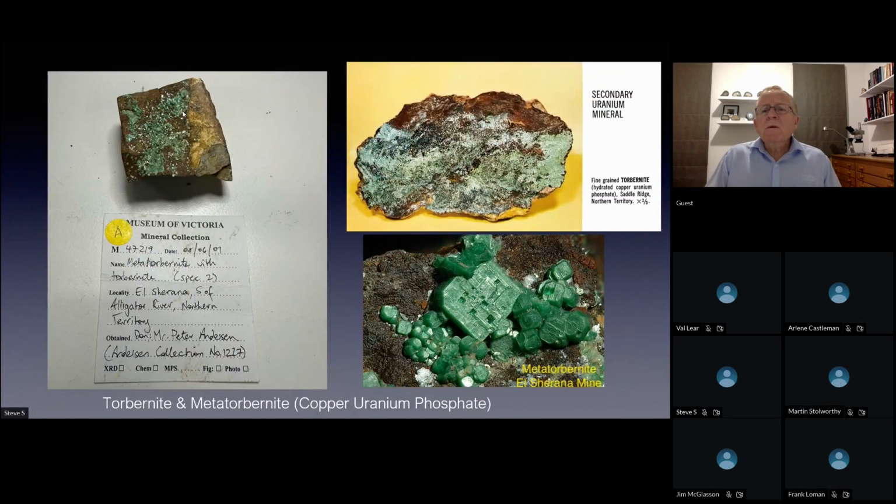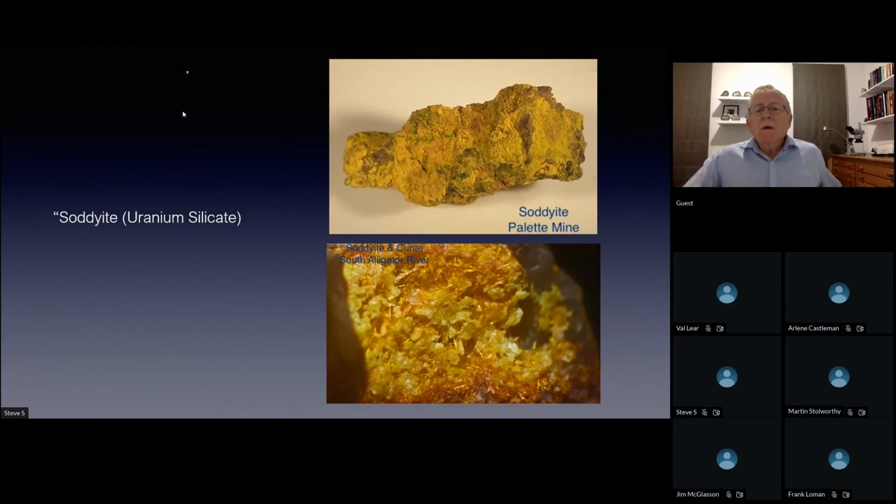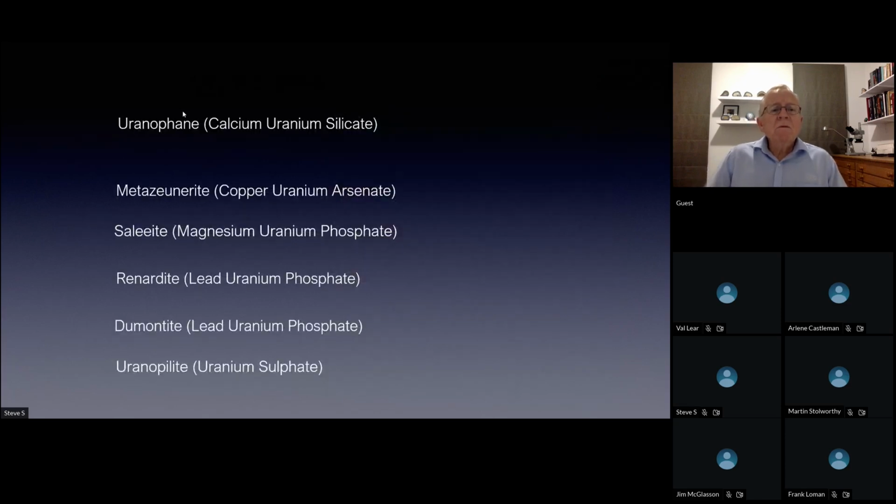We've got metatorbernite and torbernite. Next slide. Soddyite. Again, you did actually get that in microcrystals, but exact location details were not recorded other than South Alligator. Next. And the other minerals, uranophane, these ones I didn't have photos of: metazeunerite, saleeite, renardite, dumontite, uranopilite. Next slide.